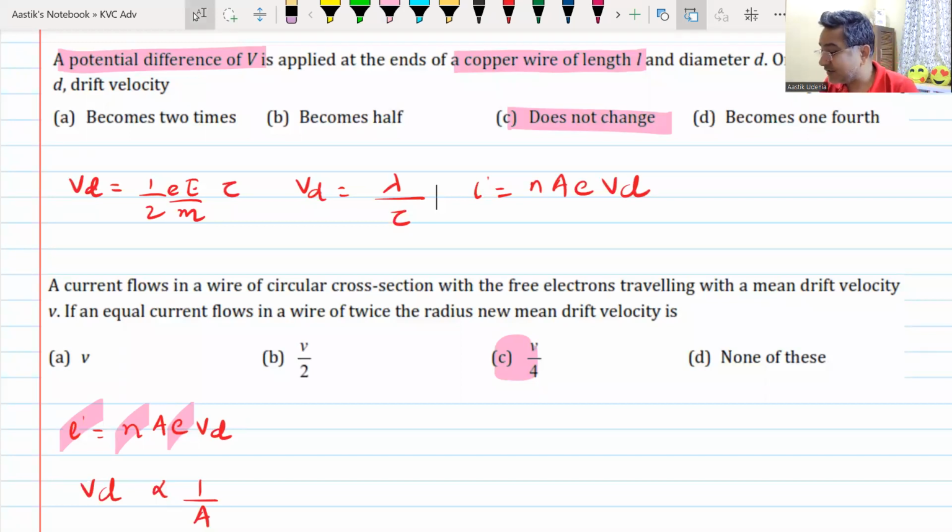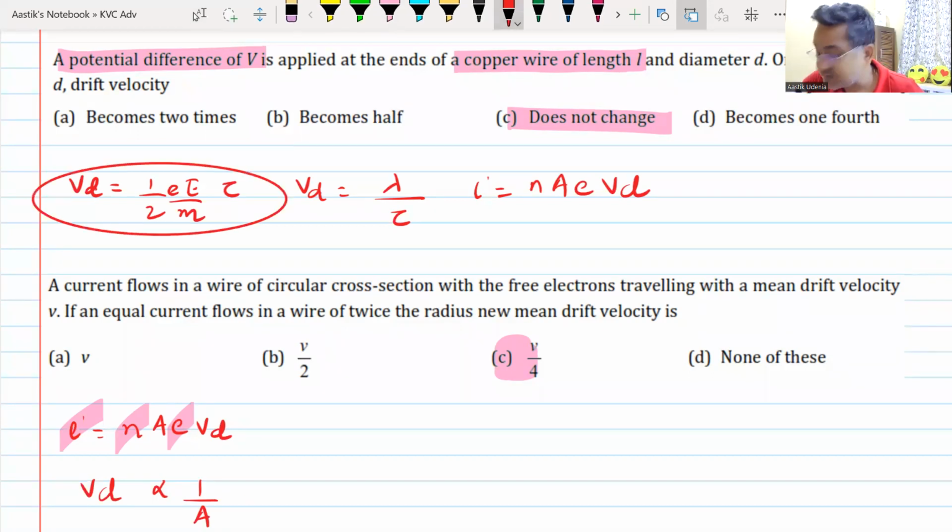Electric field is constant here. Do we understand this? Electric field is constant. Therefore, the drift velocity cannot change. Do we understand this? Here, it is given in terms of current. Equal current flows.